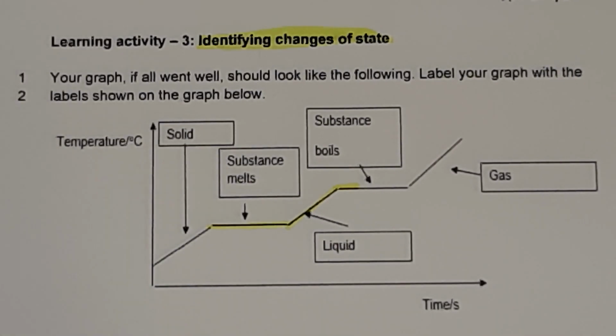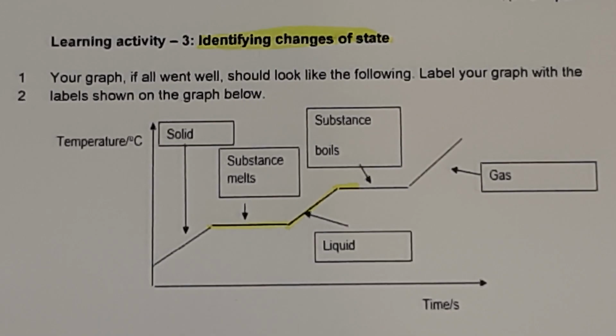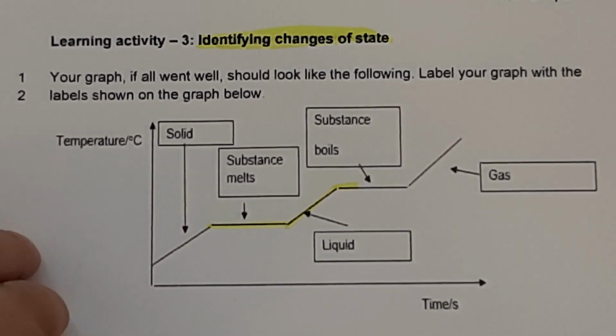Now, it turns out that the ice is already melting here. So we've got our solid, melting substance, liquid, boiling substance, and gas. Now we can't label the gas phase on ours because we haven't drawn that, because you can't record water above 100 degrees Celsius. But we will do that to our graph now. So pause the video and label your graph.